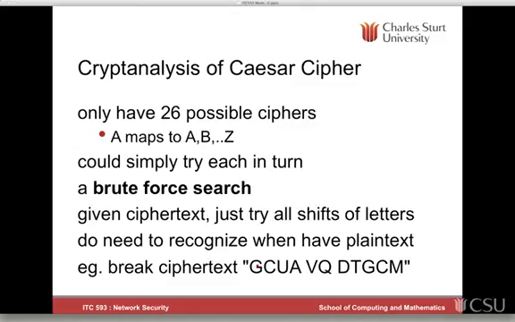Note that, as mentioned earlier, we do need to be able to recognize when we have the original message, that is, it is English or whatever. Usually easy for humans, hard for computers, although if using say compressed data it could be much harder. For example, there is an example: GCUA VQ DTGCM. It is easy to break with a shift of key C. Try to break it.